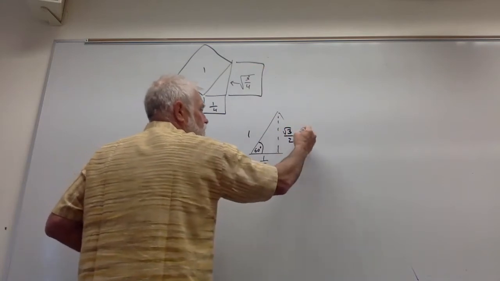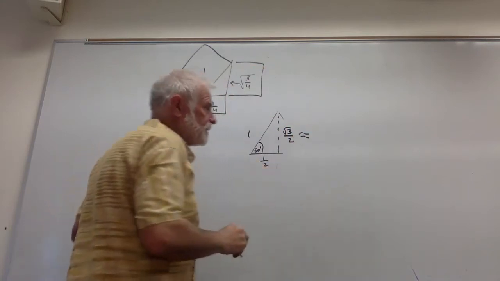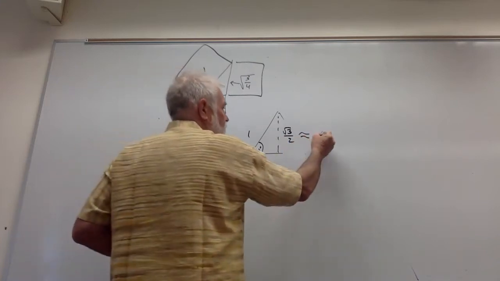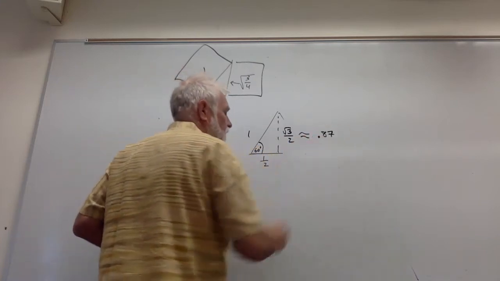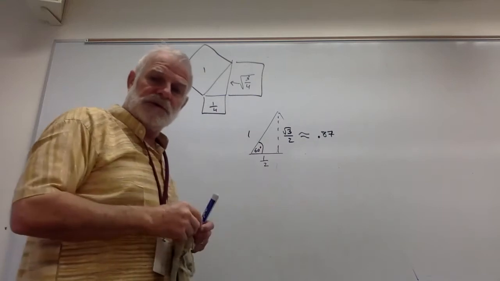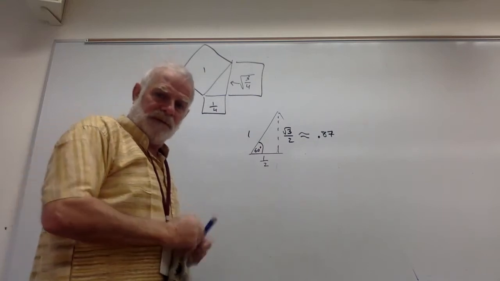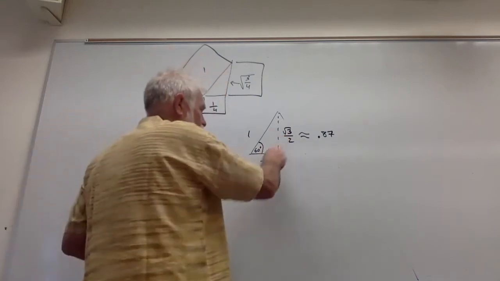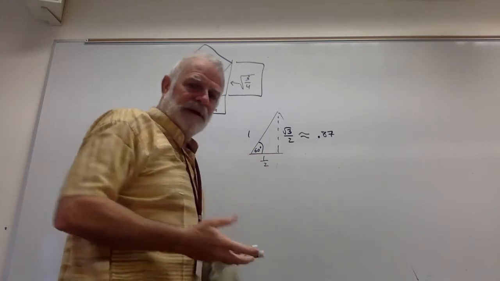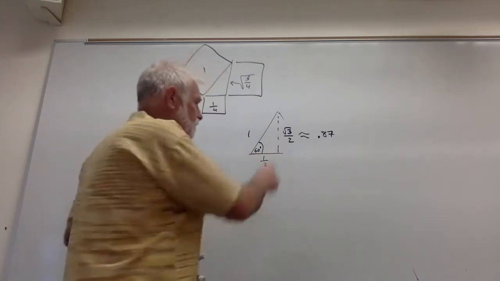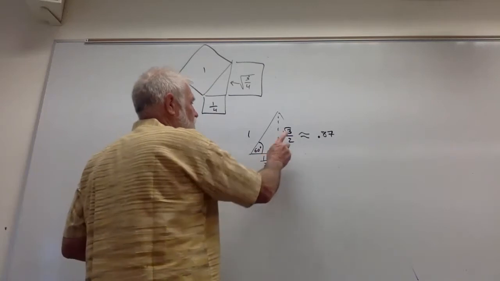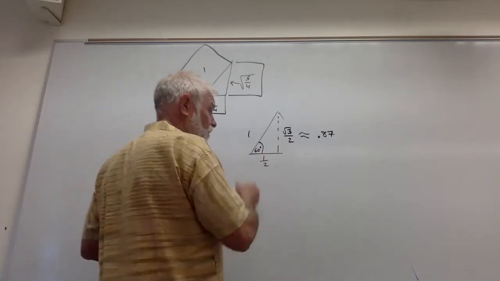Now I ask students to memorize what that is as a decimal. It's approximately 0.87. You'd be surprised how long it takes students to memorize that. I hope you're not one of them. So keep in mind, to get a feel for mathematics, you have to have a feel for size. So 0.87, but we're going to work with the exact values, √3/2.